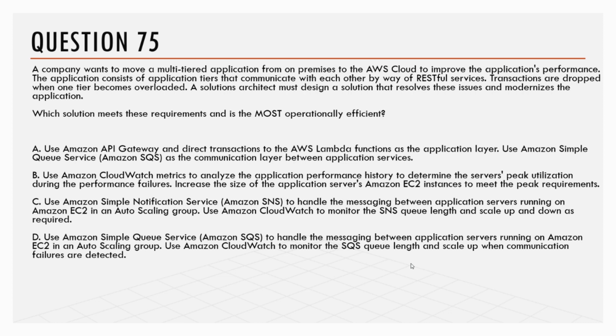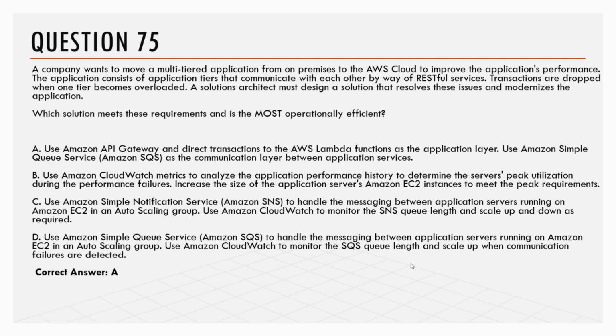Option C, use Amazon Simple Notification Service to handle the messages between application servers running on Amazon EC2 in an auto scaling group. Use Amazon CloudWatch to monitor the SNS queue length and scale up and down as required. Option D, use Amazon SQS to handle the messaging between application servers running on Amazon EC2 in an auto scaling group. Use Amazon CloudWatch to monitor the SQS queue length and scale up when communication failures are detected.